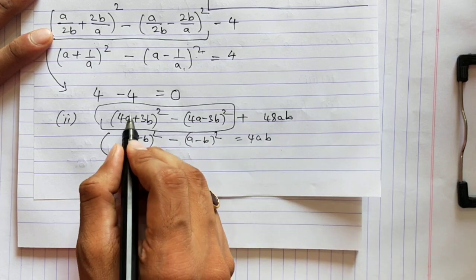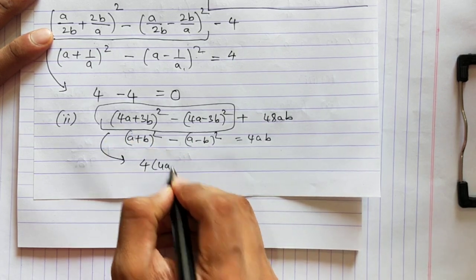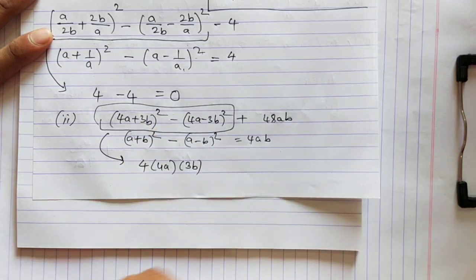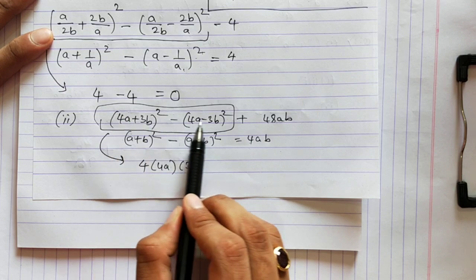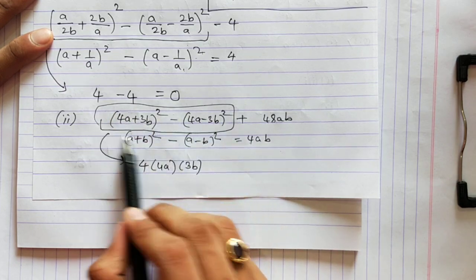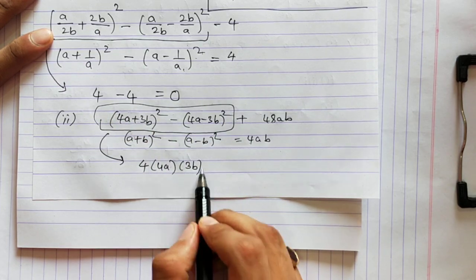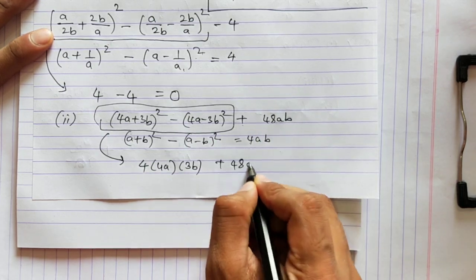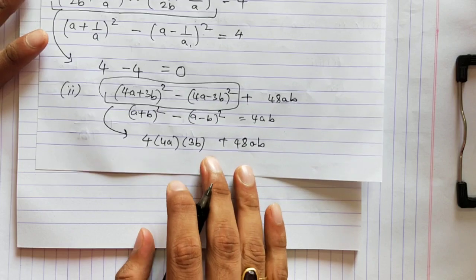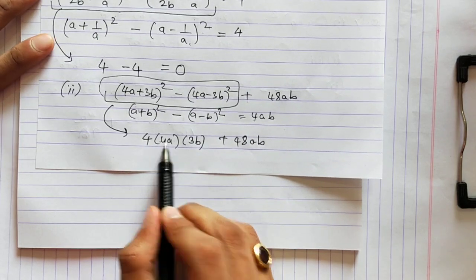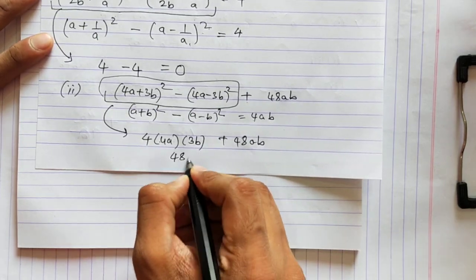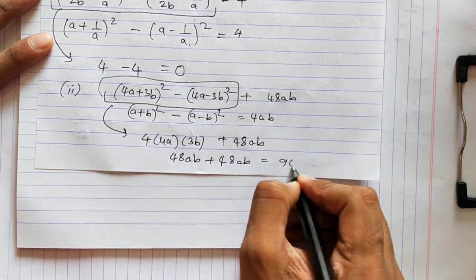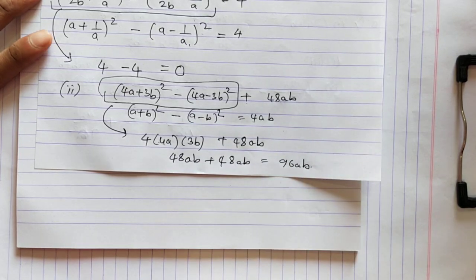4ab means a is 4a and this b is 3b. So I can replace these two terms with 4 into 4a into 3b, plus I have 48ab. Okay, so 4 into 4, 16. 16 3s are 48. So 48ab plus 48ab, your answer is 96ab.